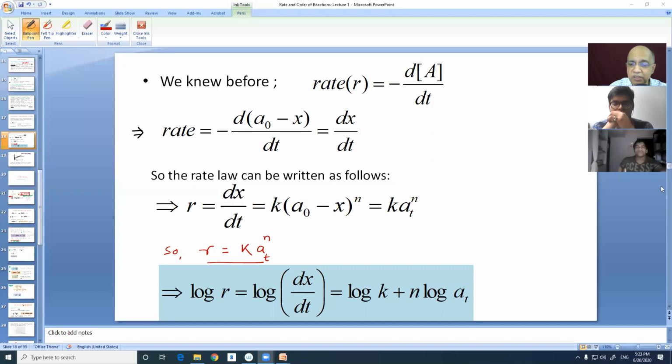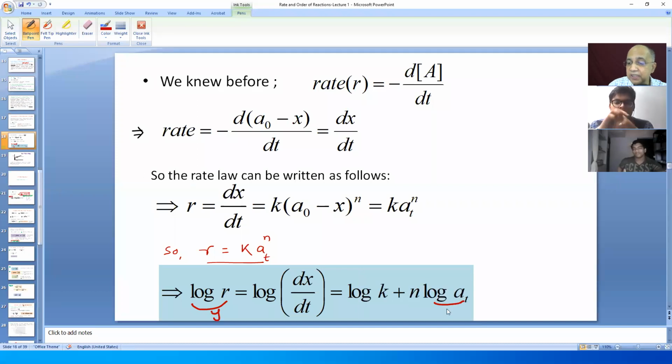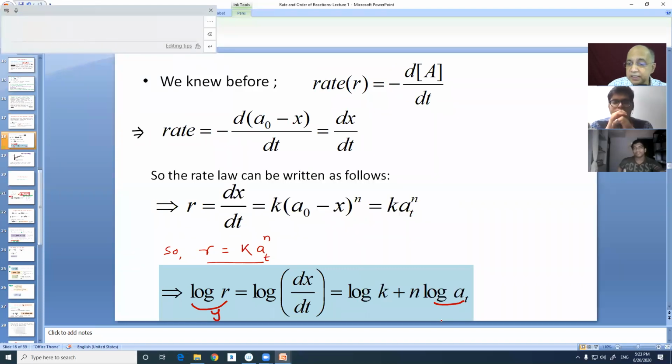So you consider this as y is equal to mx plus c. This is the y coordinate, this is the x coordinate, and hence this is the slope, and this is the intercept. Right? So if we correlate this equation with y is equal to mx plus c, we get a straight line when we plot log R with respect to log AT.